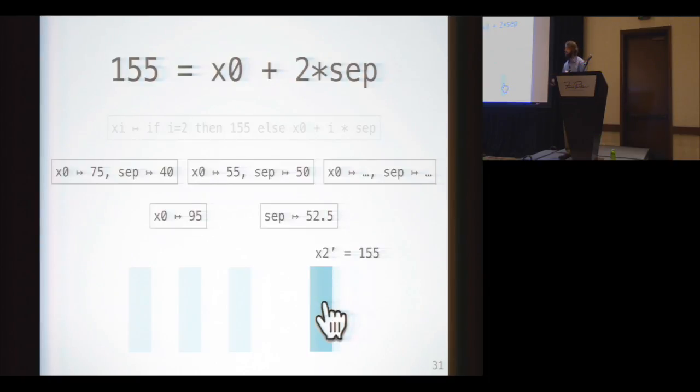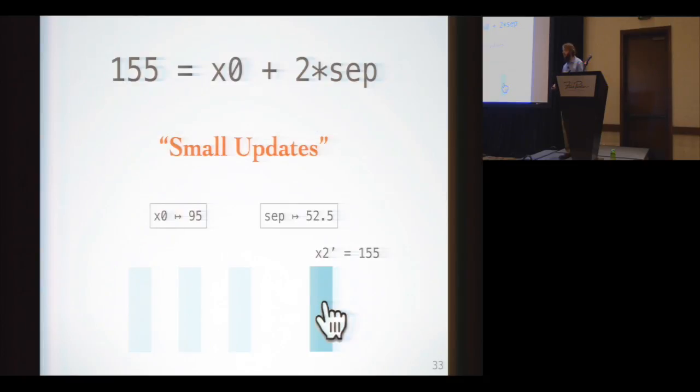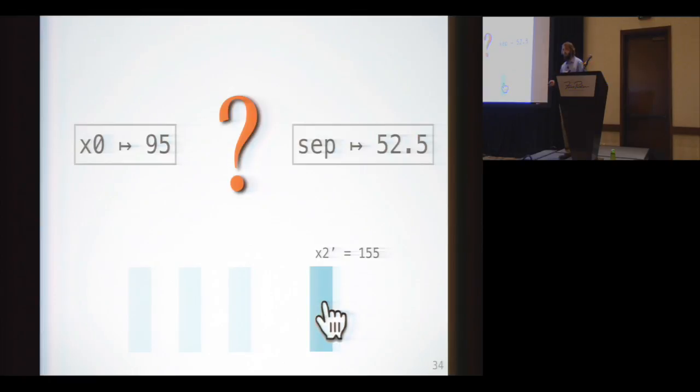x0 and separation, because there's no clear way to say how much. That leaves us with either changing x0 or separation. We call these changes to only a single number in the program small updates. And because they are intuitive, they are the only kind of changes that our synthesizer will consider. Still, a question remains: do we change x0 or do we change separation?